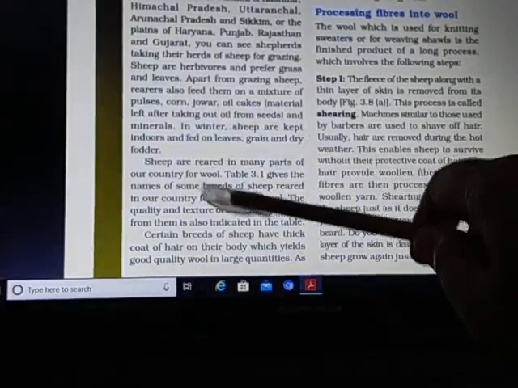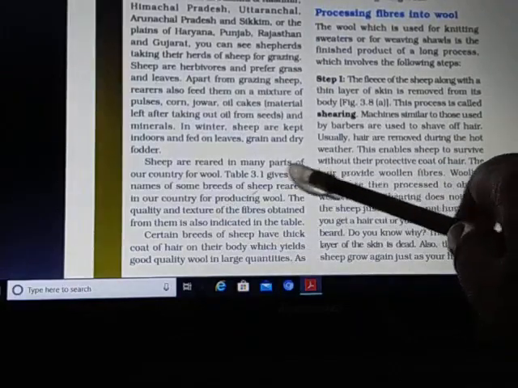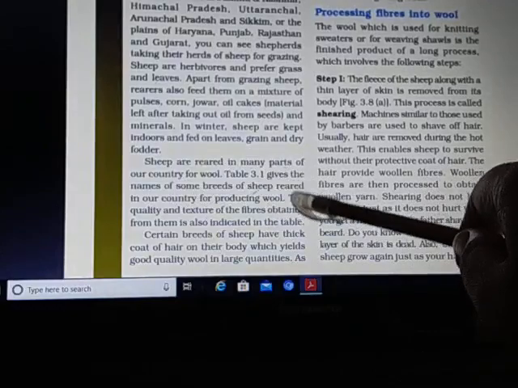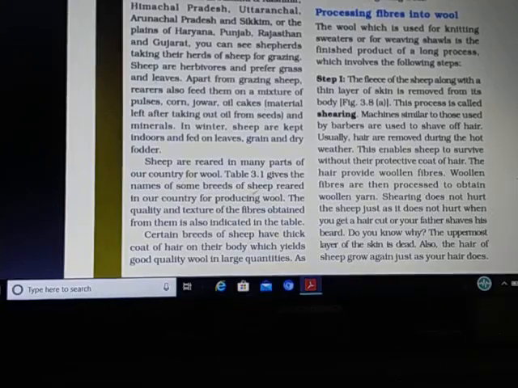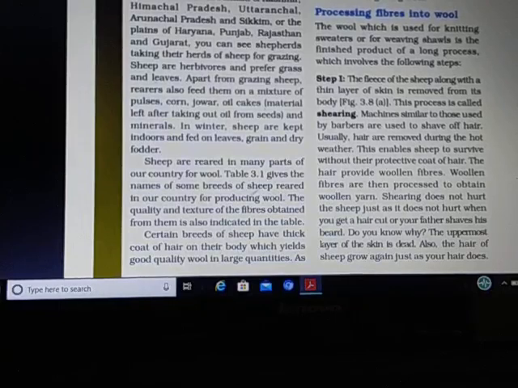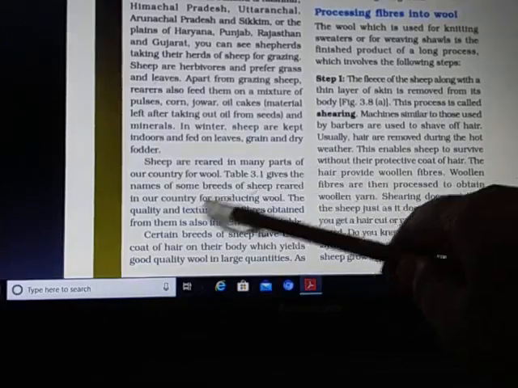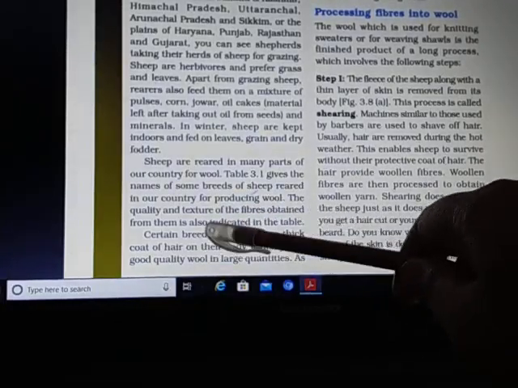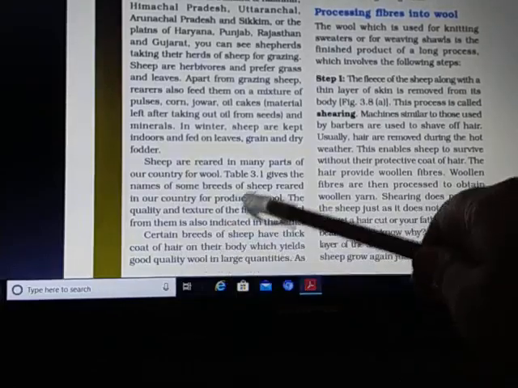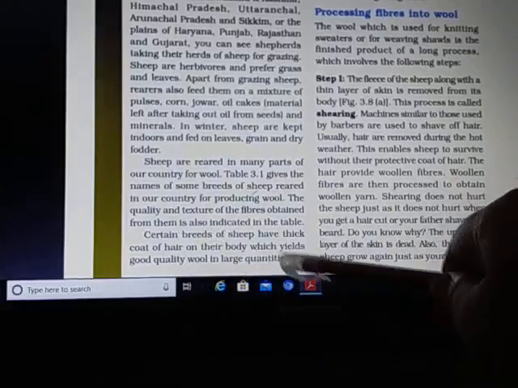Sheep are reared in many parts of our country for wool. Table 3.1 gives the names of some breeds of sheep reared in our country for producing wool. In the previous lecture I explained the different breeds of sheep. Sheep wool, yak wool, mohair, angora goat: these are different types of sheep, goat and camel that give us different types of wool in our country. The quality and texture of the fibers obtained from them is also indicated in the table. Certain breeds of sheep have a thick coat of hair on their body, which yields good quality wool in large quantity.